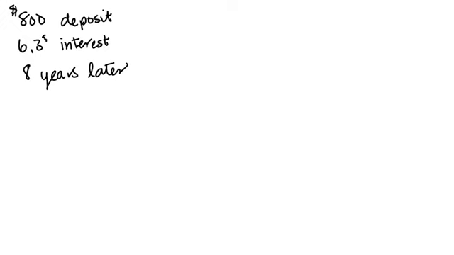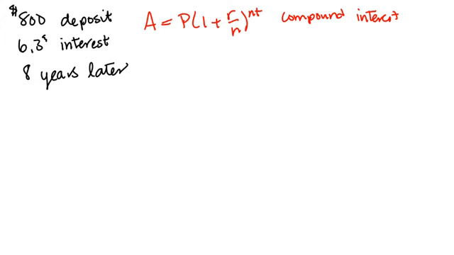Well, it depends on how often they calculate your interest, and you might have run into a formula in your earlier years, math years, that looks like this. And this is the compound interest formula. So let's compound interest. Let's pretend we're going to compound this quarterly. So that means that the n is 4 because you're doing it 4 times a year. And then let's calculate what that's going to equal.